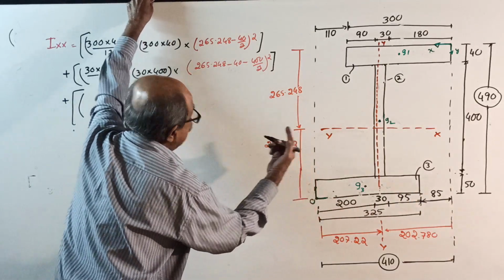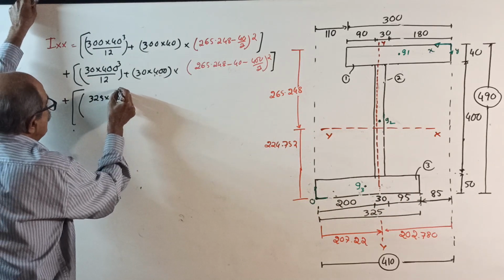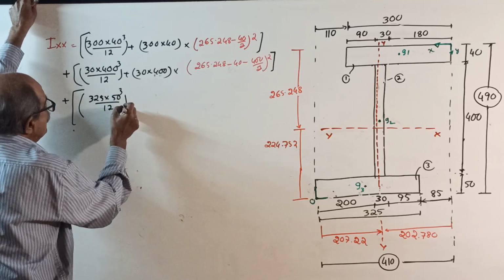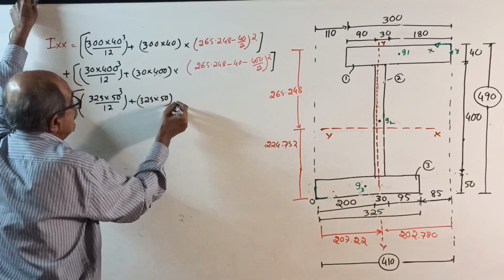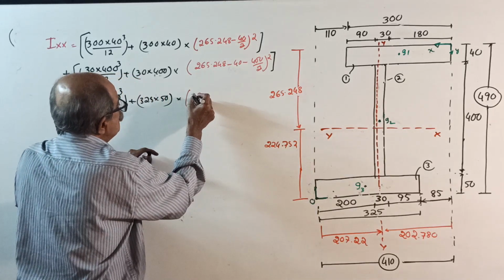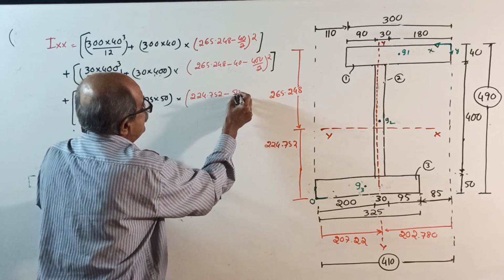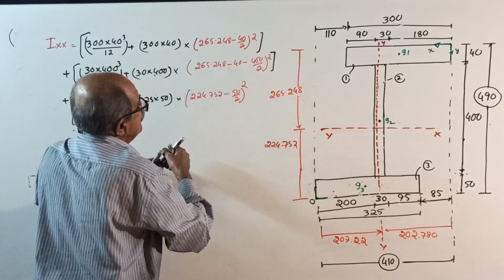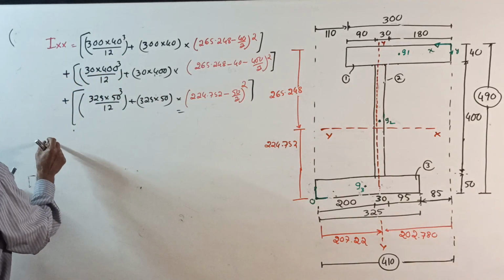325 into 50 cube by 12. 325 into 50 cube by 12 plus 325 into 50 is the area into 224.752 minus 50 by 2 whole square. That is for third one. Calculate the answer, get the answer if you want. Iyy.